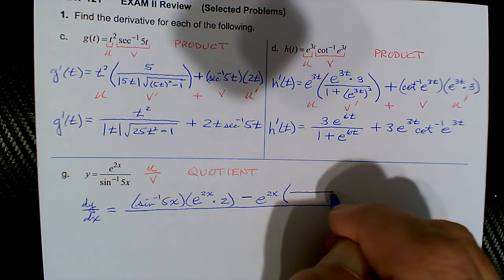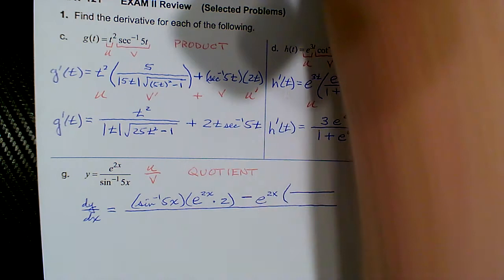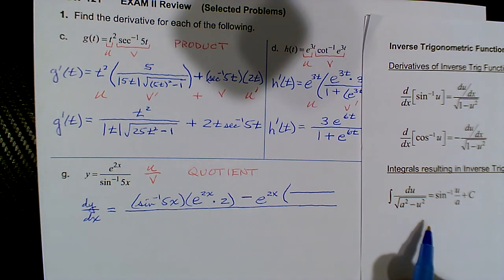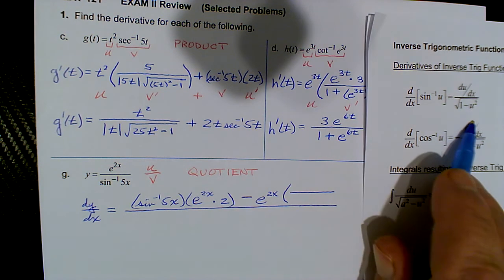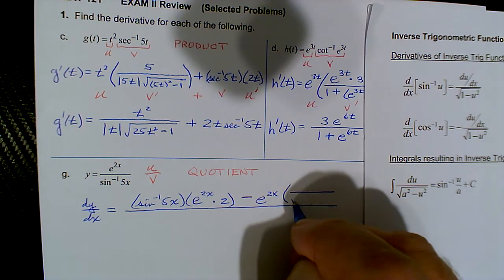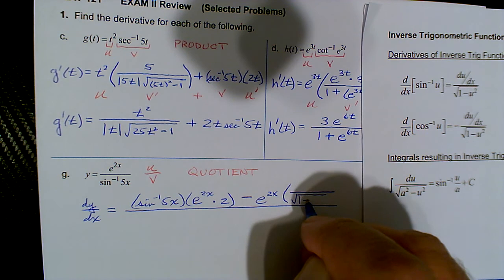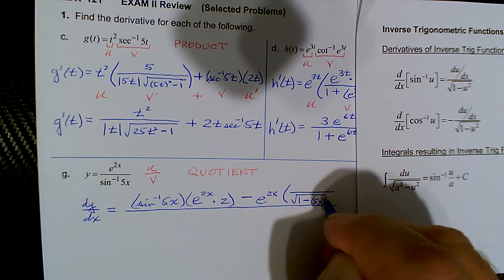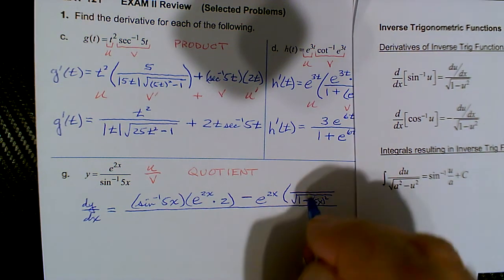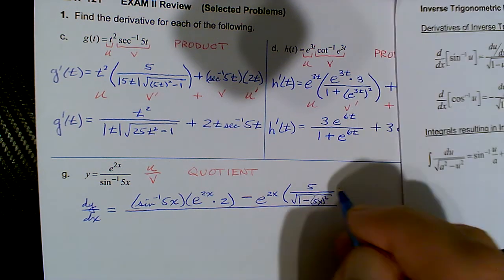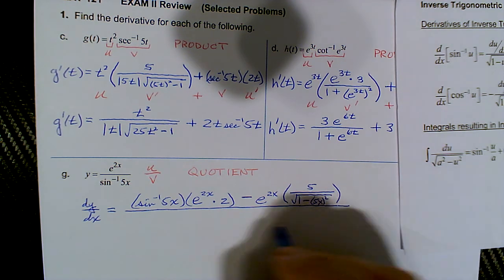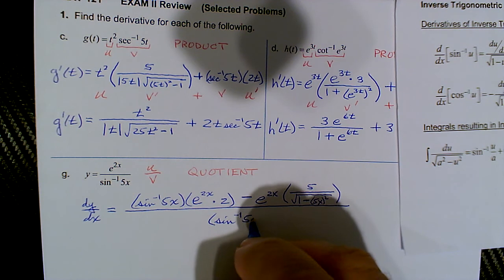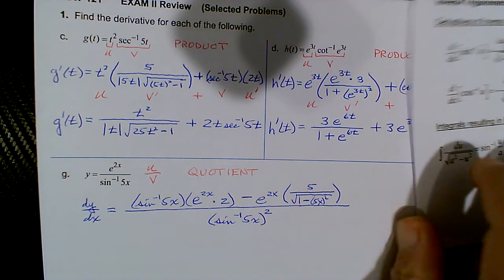So there's denominator, derivative of numerator, now minus numerator, e to the 2x, and then times the derivative of the denominator. Okay, now we need our formula for the inverse sine of 5x. So again, check the formula sheet if you need to. It's square root of 1 minus u squared in the denominator. So square root of 1 minus the u here is the 5x, but that has to be squared. And in the numerator, the derivative of 5x, which is 5. And that's all over that denominator, inverse sine of 5x as a quantity squared.